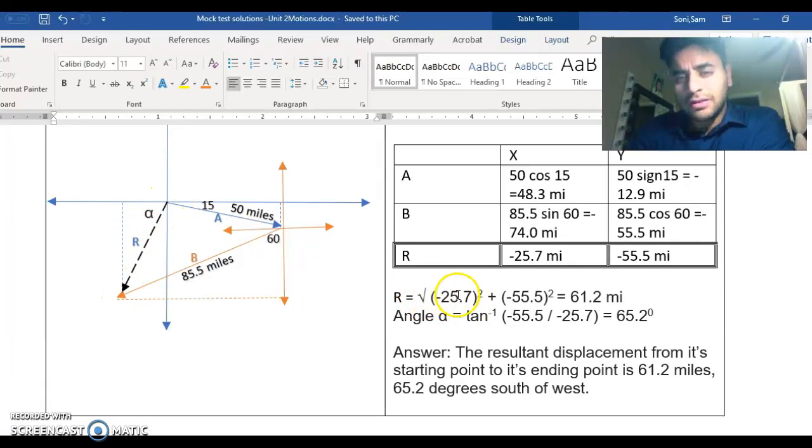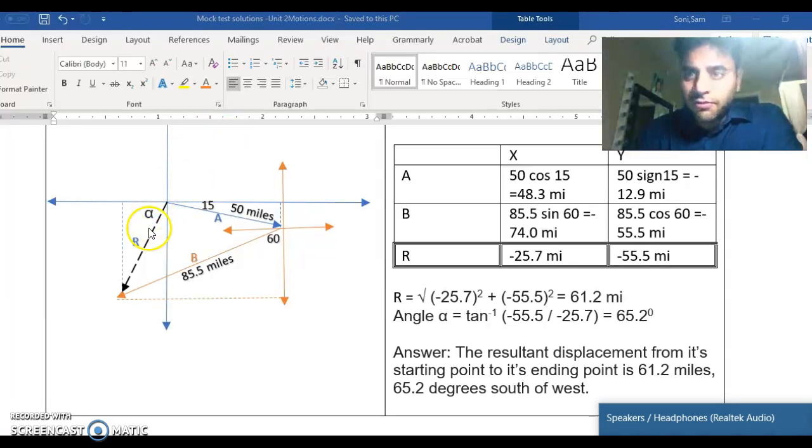Just by using Pythagoras theorem, under root of perpendicular square plus base square is equal to 61.2 miles. So my resultant came to be 61.2 miles. Okay, now last thing, I cannot just say a vector with its magnitude, I have to give the direction as well. So I'll say, okay, let's assume this angle here is alpha.